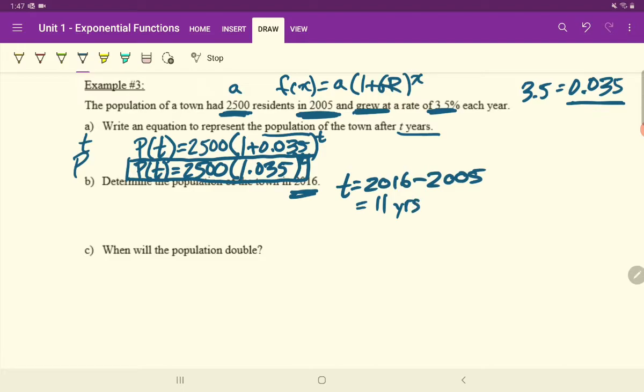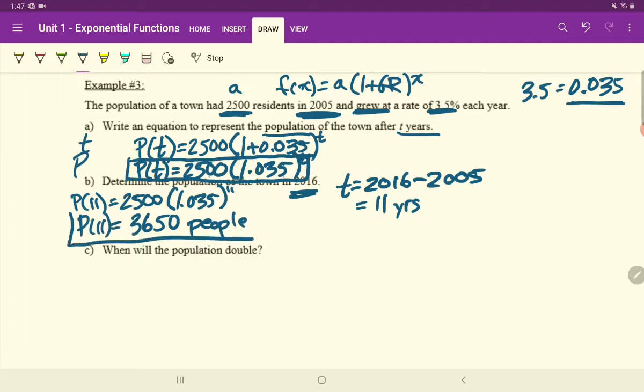So let's go ahead and do that. Let's find P at 11 is equal to 2,500 times 1.035 to the power of 11. So pull out your calculator there. Make sure you do your exponent before you multiply by 2,500. You get 3,650 people. That's the population.